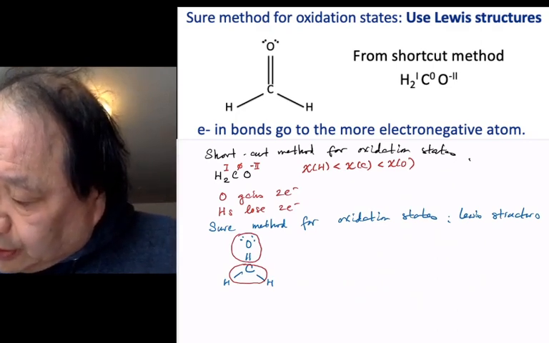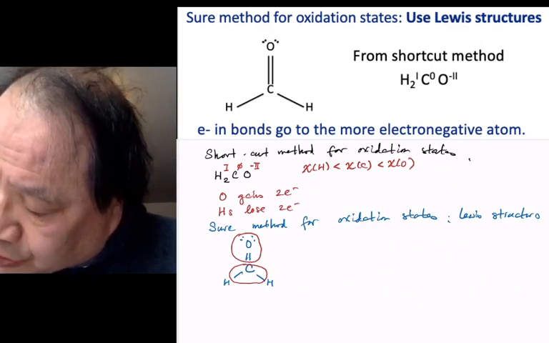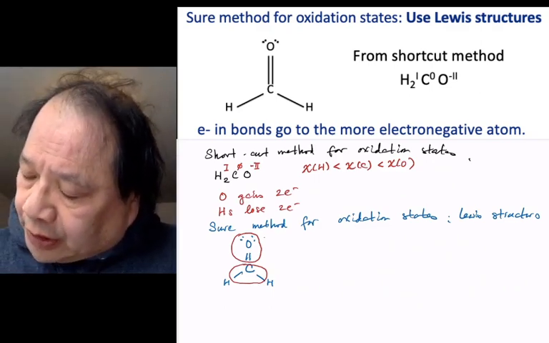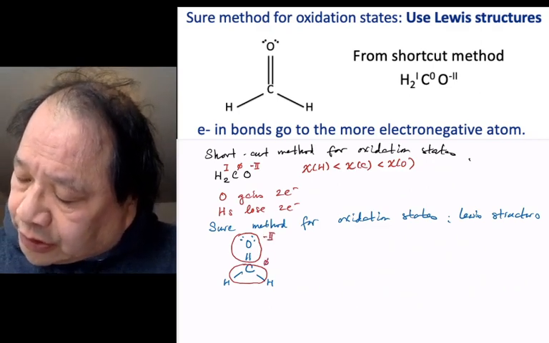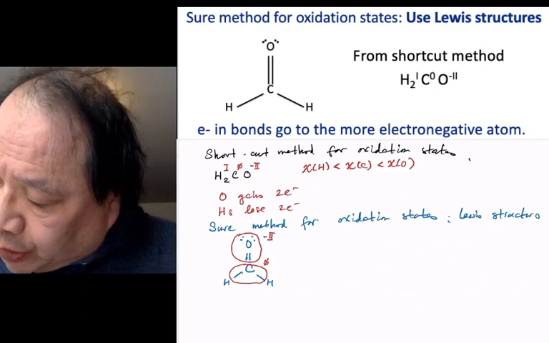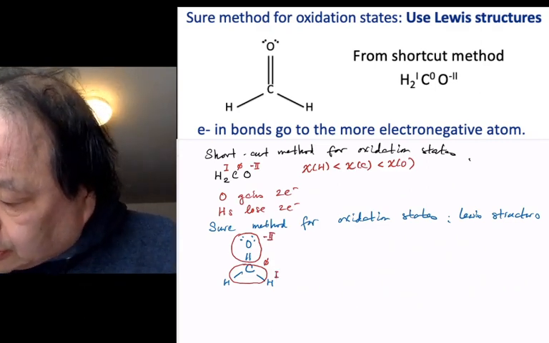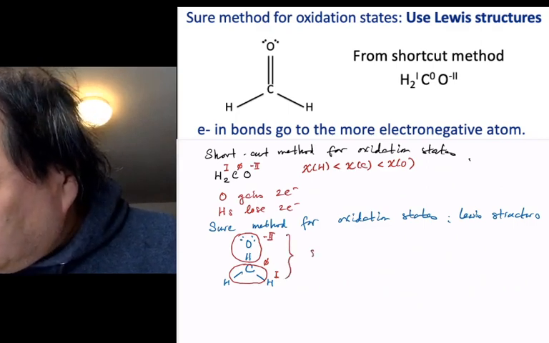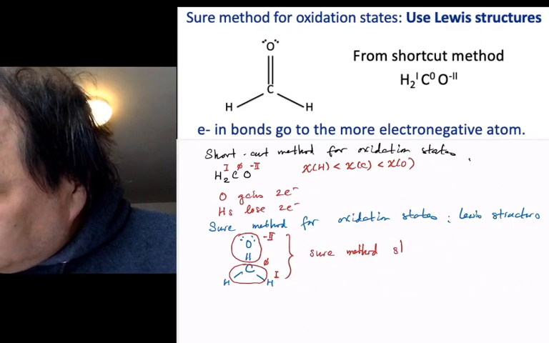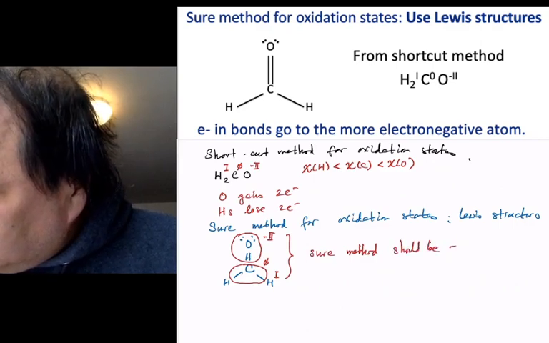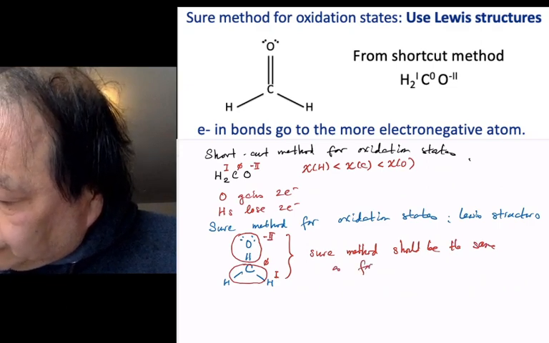than carbon. This oxygen therefore ends up with 8 electrons. It started off with 6. It's -2. This carbon ends up with 4 electrons. It started with 4. It's 0. This hydrogen ends up with 0 electrons. It started off with 1. It has lost an electron. And you can see that the oxidation states of the Shor method should be the same as for the shortcut method.